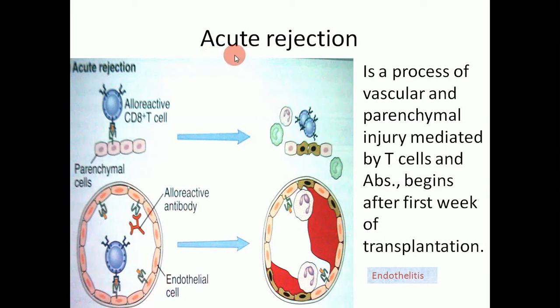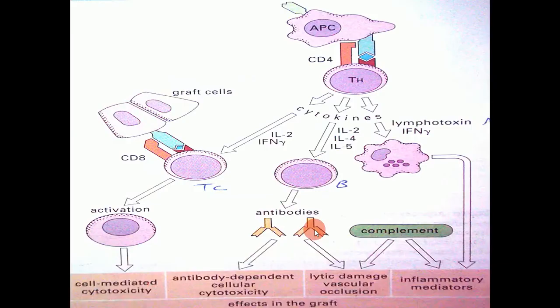Acute rejection. All occur, and the mechanism is endotheliitis, which is due to stimulation of T lymphocytes against the donor parenchymal cells, and this leads to stimulation of the antibodies and damage to endothelial cells, due to T cytotoxic cells attacking the endothelial cells, and also neutrophils, microthrombi formation and necrosis.